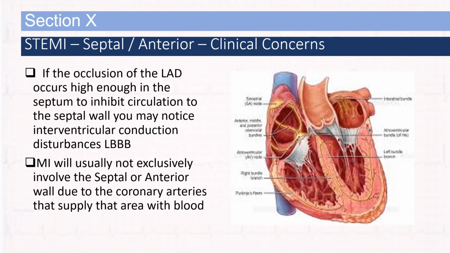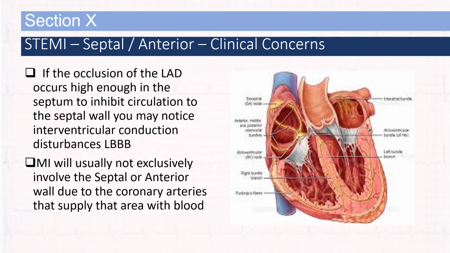If the occlusion of the left anterior descending artery occurs high enough in the septum to inhibit circulation to the septal wall, you may notice interventricular conduction disturbances such as bundle branch blocks. Keep in mind, a new onset left bundle branch block is inclusive for STEMI criteria.